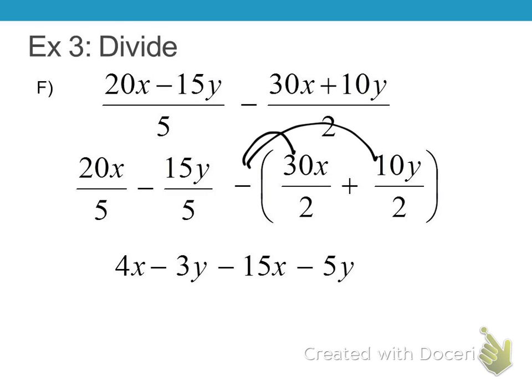All right, combine like terms. How many x's do I have? 2. Yep, 2 spots where there are x's. So what's 4x minus 15x? Negative 11x. Don't forget, this is part of the 3y. So what's negative 3y minus 5y? Negative 8y. Perfect.